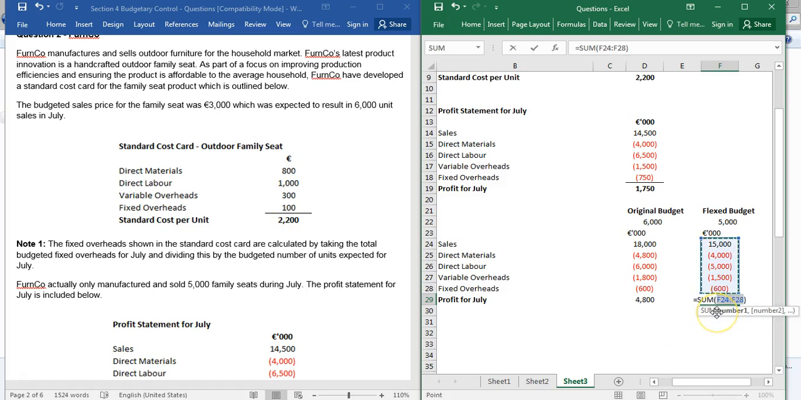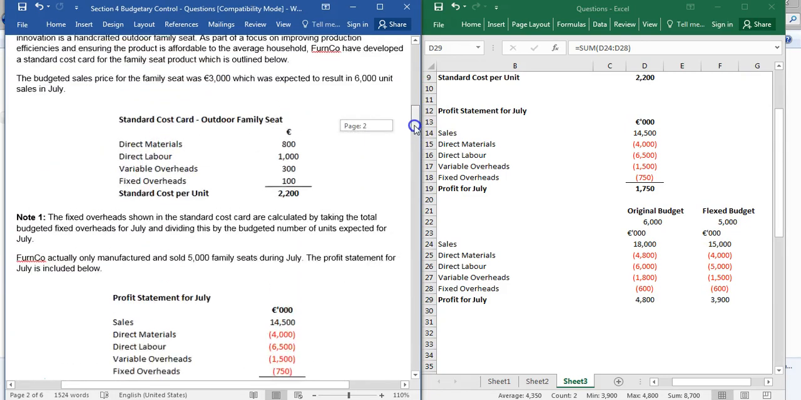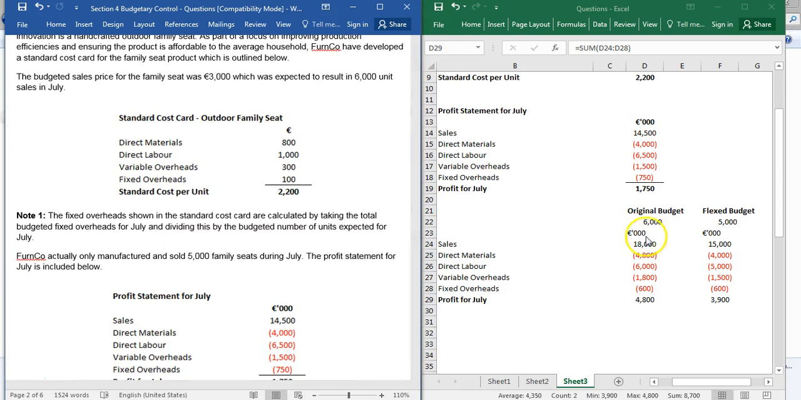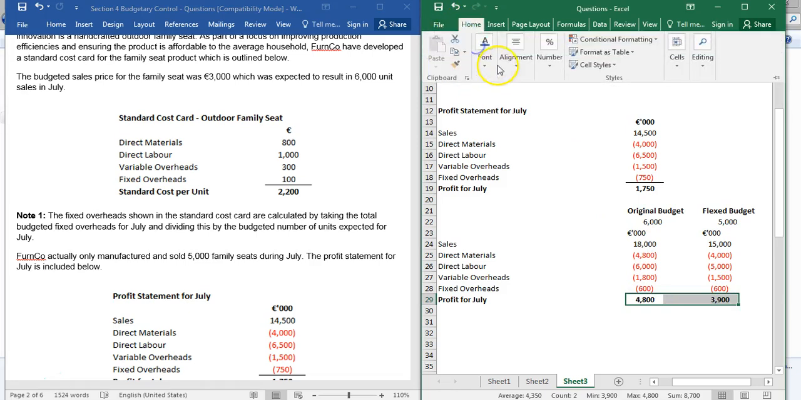So then your expected profit on the flex budget is 3,900. So we've fallen by 900,000 euro because you've 1,000 less of units to be sold. So that's your first insight in terms of preparing the flex budget. The key thing to note there was you didn't have to, but it's useful for tutorial purposes to prepare the original budget as well, just to see what their starting point was.